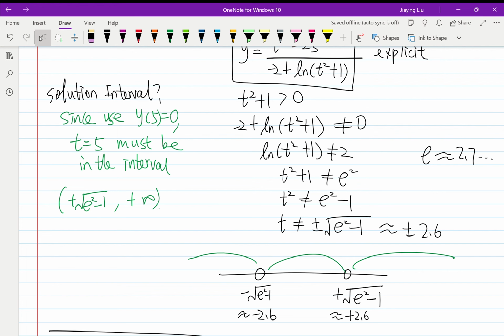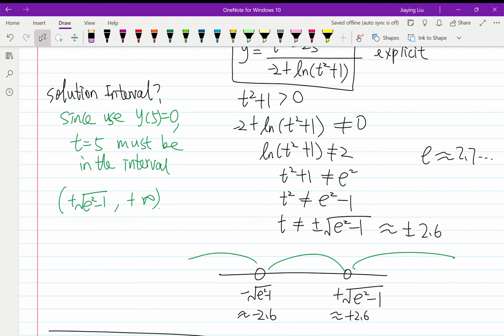That's true. So t cannot equal this, no matter what c is, no matter what the initial condition is. If we don't have an initial condition, we're just saying the solution interval could be this one, or this one, or this one. It could be any of the three. It just cannot include those two particular values.